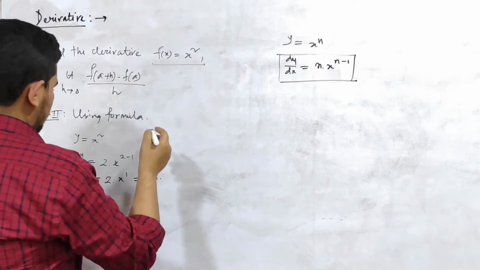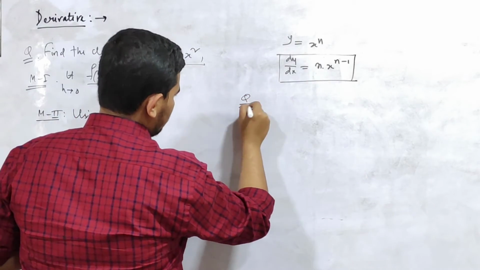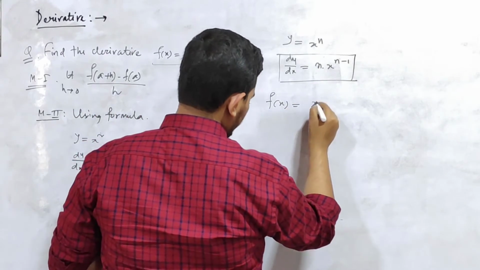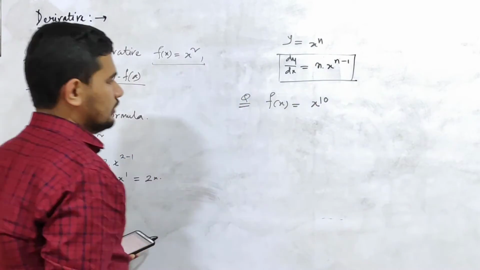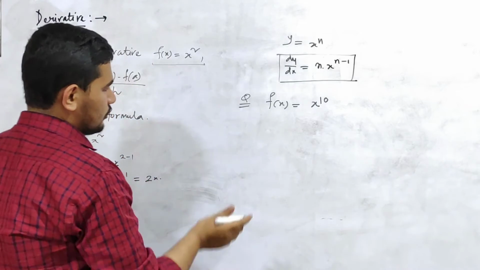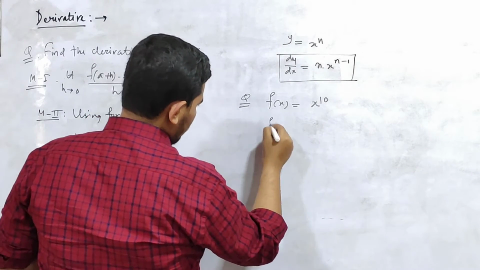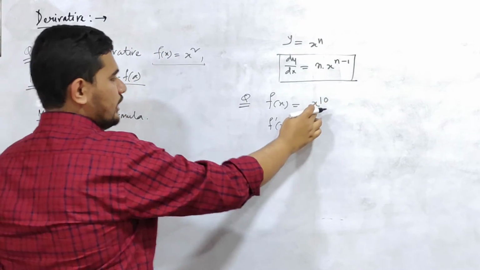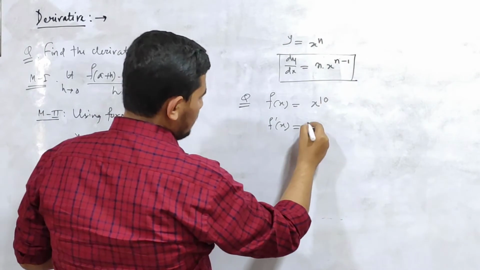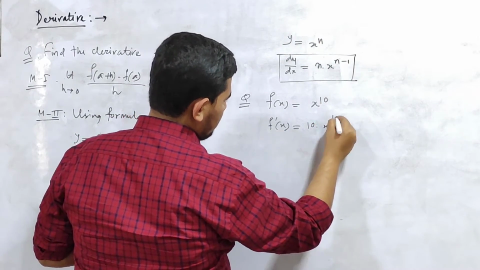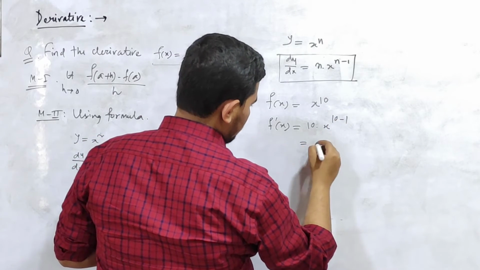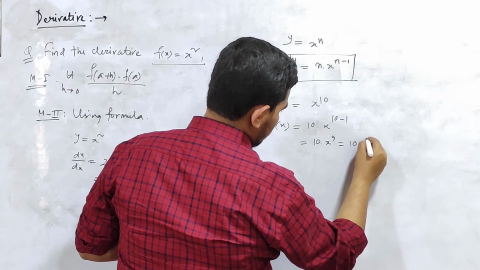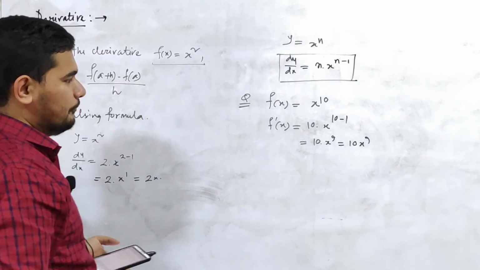You can have another question like this. So when you are going to write the formula, here 10 is the exponent, x is the variable. So you are going to write 10 into x to the power 10 minus 1. So it will be 10 x to the power 9. So 10 into x to the power 9 will be the answer.